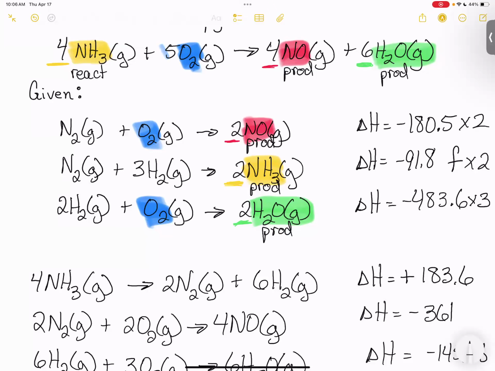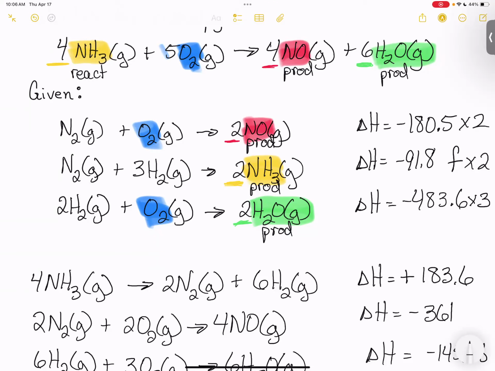The O2, I needed O2. Well, I can't do anything with the O2 yet because I had more than one source of O2. If you have more than one source of an element or a substance, ignore it in your target equation. Move on.